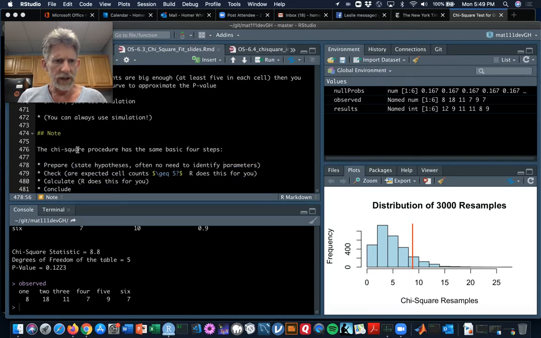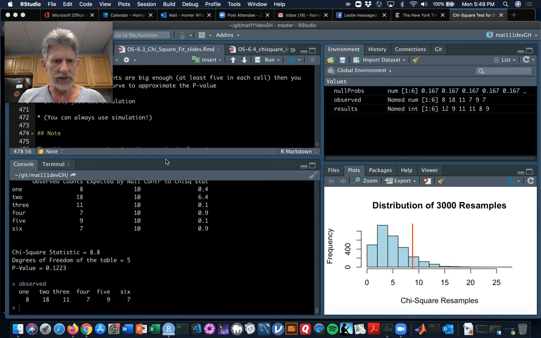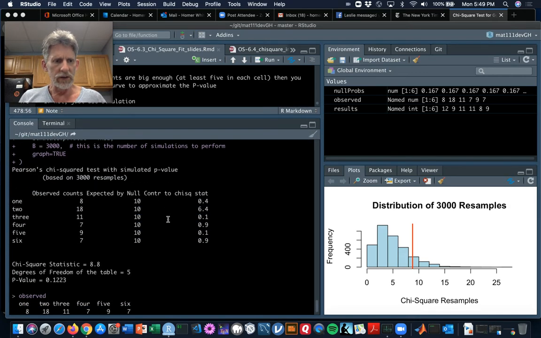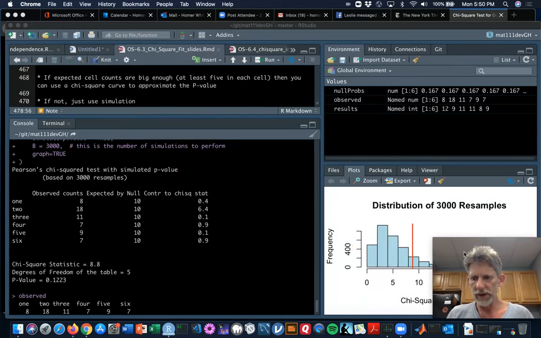Okay. You also have the chi-square test procedure out here in the console, and we're going to look through it bit by bit, all this stuff from here to here. And you've got a graph down here. So we'll talk about the significance of those as we go through the slides.